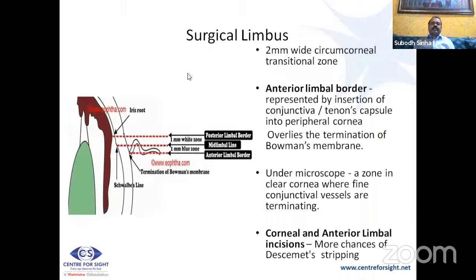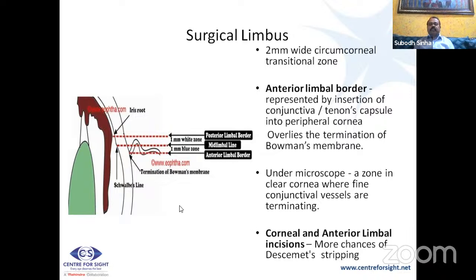Now, if we look at the surgical limbus, this is the area where you have the anterior limbal border and the posterior limbal border. The anterior limbal border is the area where the conjunctiva and Tenon's capsule are inserted into the peripheral cornea. It is the same place where Descemet's membrane terminates. If you look under the microscope, a zone in clear cornea where the fine conjunctival vessels are terminating is the same area as the anterior limbal border.